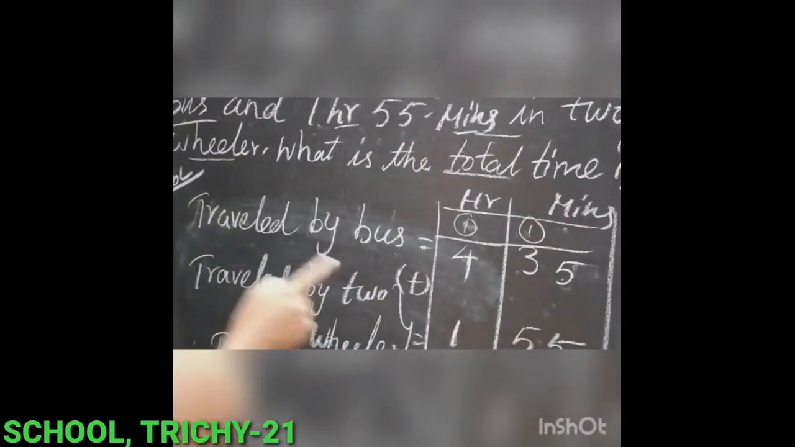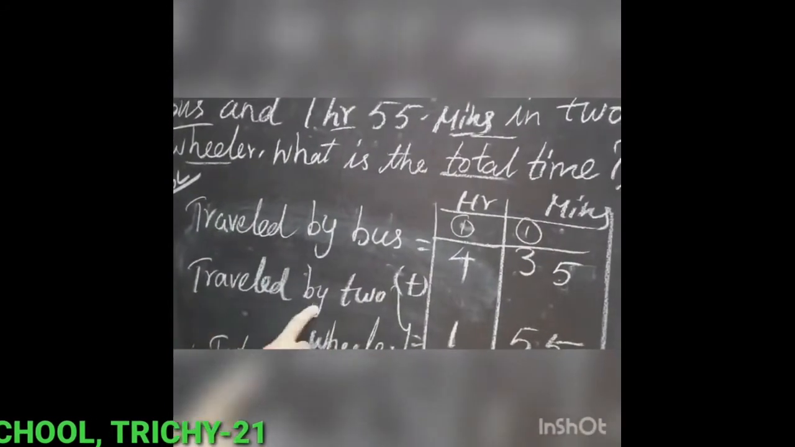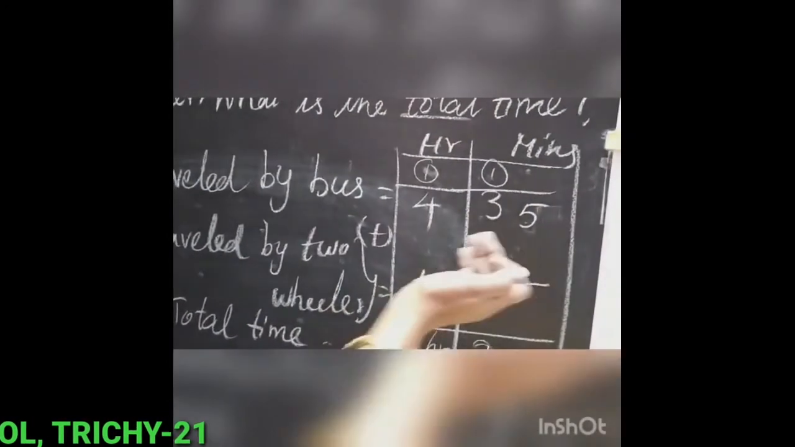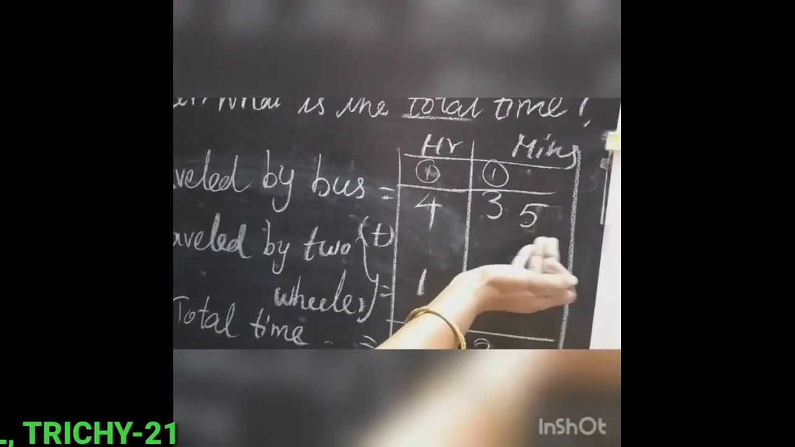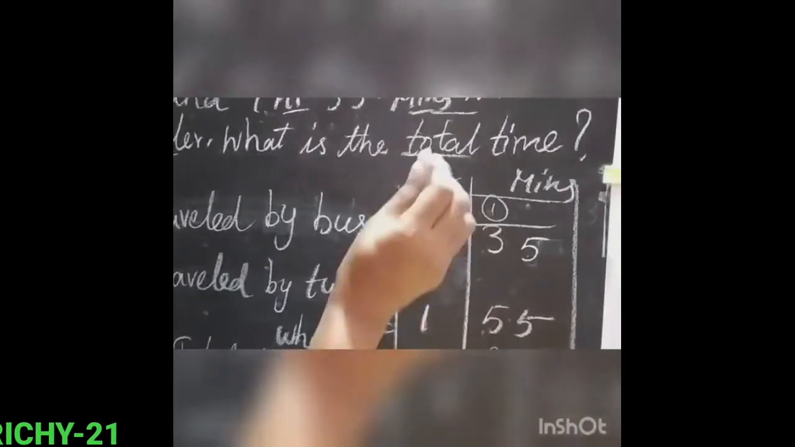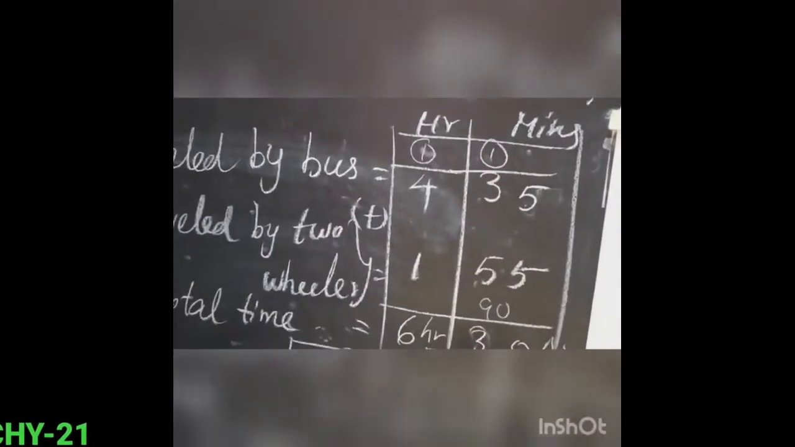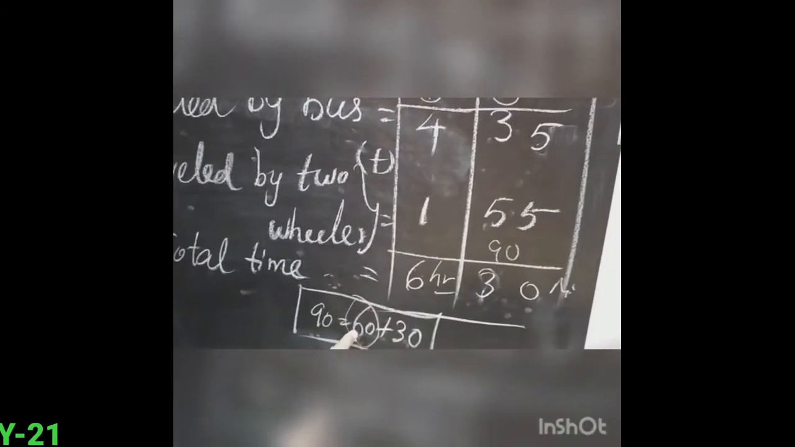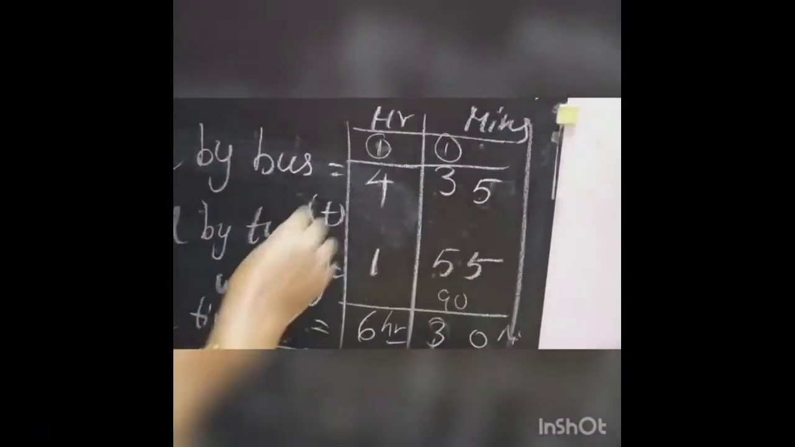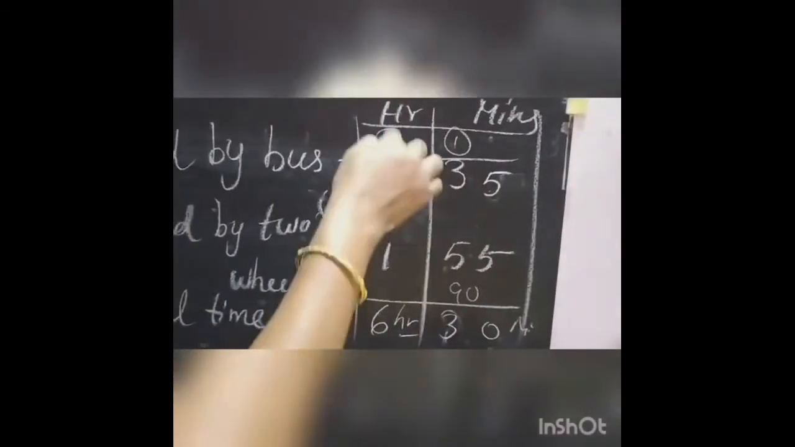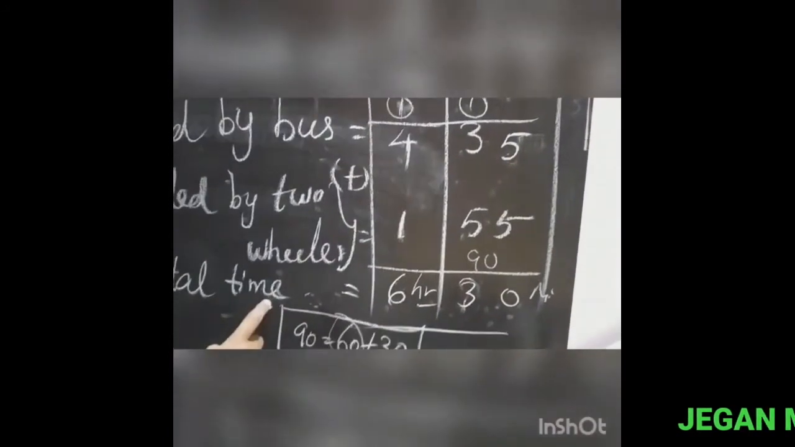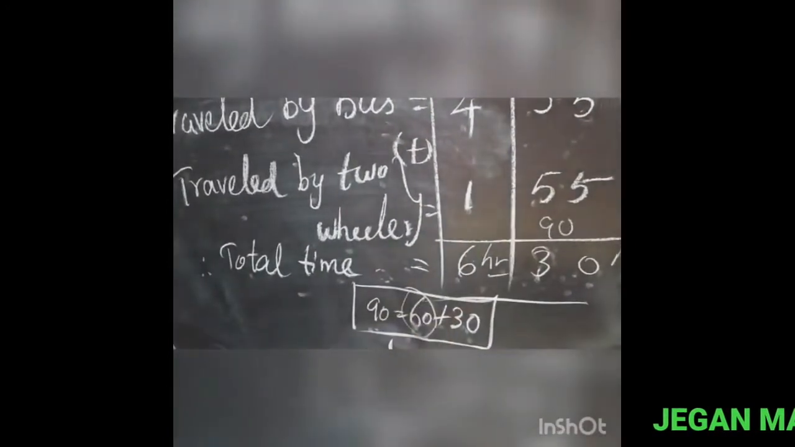You must write the steps: travel by bus, this one, travel by two-wheeler. First separate the hours and minutes columns. Add the minutes column only, starting from the lower unit. The answer is 90 minutes. Split this 90 into 60 plus 30. Convert this 60 minutes to 1 hour and put it in the carry over place. Now add the hours: 4 plus 1 plus 1. So 6 hours 30 minutes. The total time is 6 hours 30 minutes. Is it clear, students?